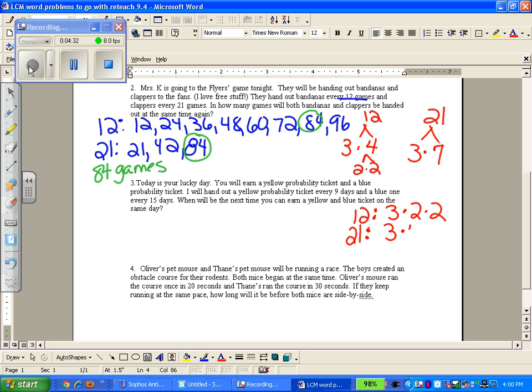So 3 times 7. Notice that we have the 3's in common. I'm only going to use one of those. I'm going to use it just once when I multiply. So I'm writing down use once. And so now when I multiply, I'm going to say 3, because I'm using them once, times 2 times 2 times 7. 3 times 2 is 6. 6 times 2 is 12, and then 12 times 7 is 84. So again, I come up with every 84 games. They will hand out both bandanas and clappers together.